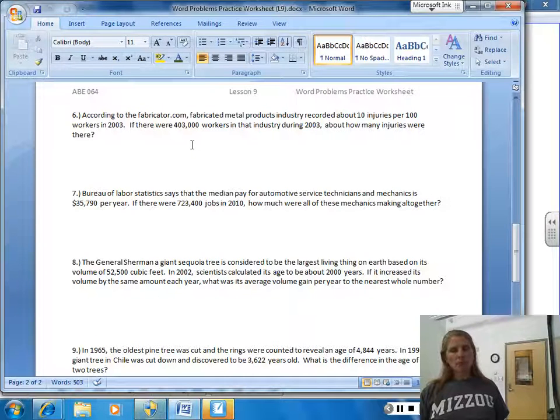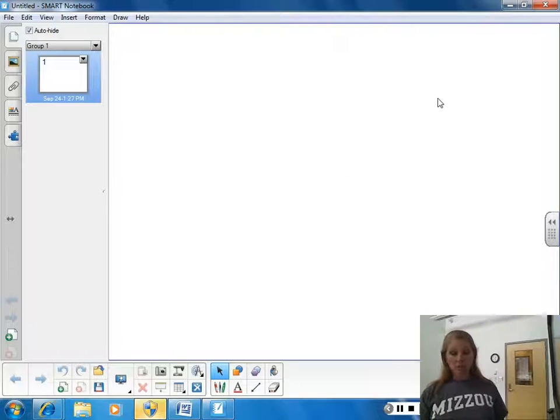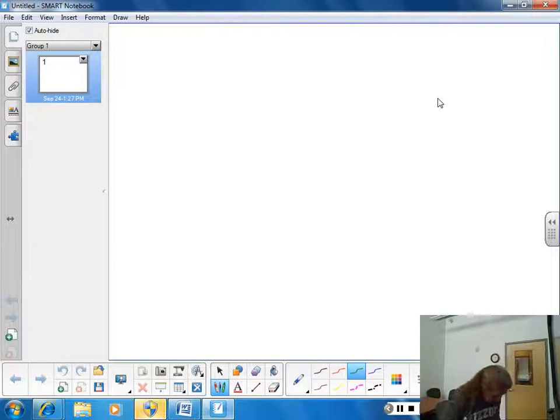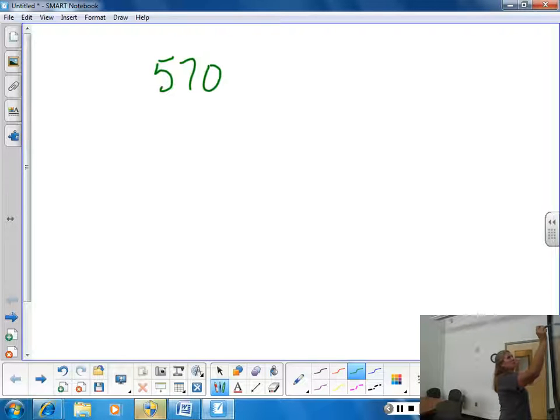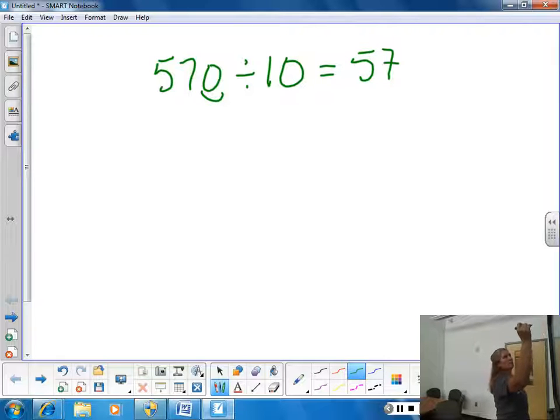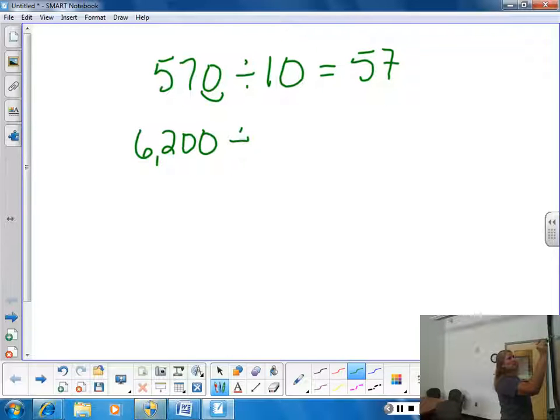So I want to divide by 100 and I want to divide by 10. So I know that I'm going to be dividing by powers of 10. So let's look at the shortcut for powers of 10. If I have something like 570 divided by 10, all I do is I have 1 zero, so I'm going to cut 1 zero off, and that would be 57. If I had 6,200 and I divided by 100, I have 2 zeros, so I would cut 2 zeros off, and that would be 62.